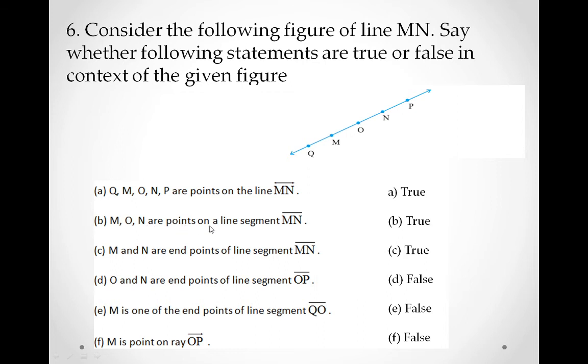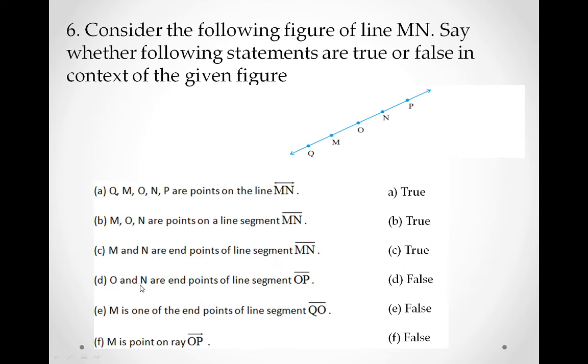M, O, N are points on line segment MN. Now look at here. Here was the line, but here is the line segment MN. This line segment has restrictions, it cannot be extended from both sides. And this line segment consists of M, O, N, only 3 points. So this statement is also true. M and N are endpoints of line segment MN. This is a line segment, and we can see this M and this N are two endpoints. So this statement is also true.